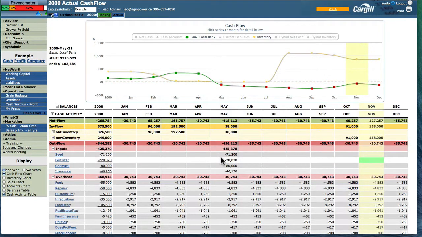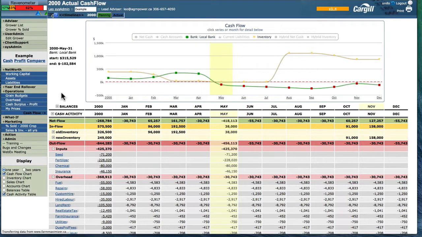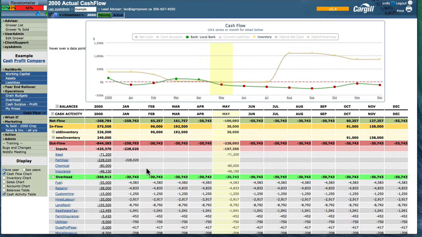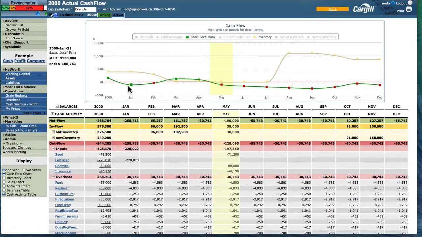By default, all inputs are going to be paid out in May, but that can be changed. Go to the account. The first column here shows how the fertilizer is being used in May and being paid, but we can change that to January. And it will show the change. See how we have a drop in our bank account balance now.